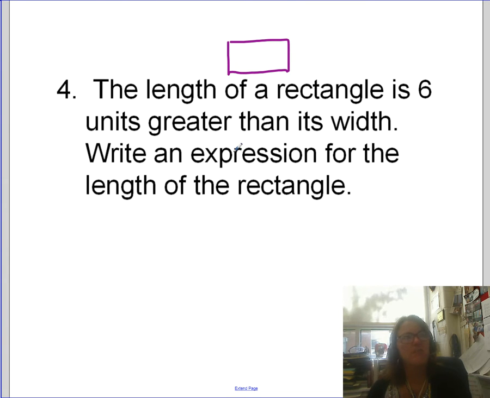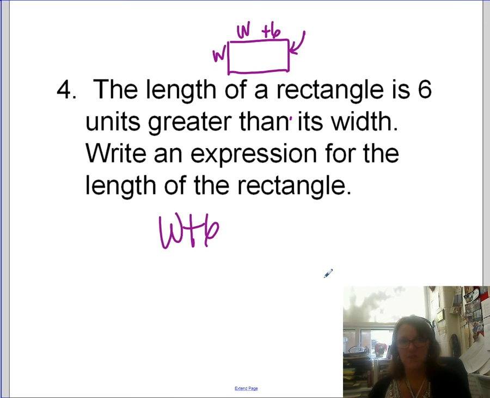Well, since we're coming up with the length relative to the width, we need to define what the width is going to be. So you need to pick a letter. Now listen, you can pick any letter you want, but I tend to go for the obvious answer. The obvious answer to me is saying, let's let the width be W. And that means that the length is going to be 6 more than W. So the length is W plus 6. Boom.